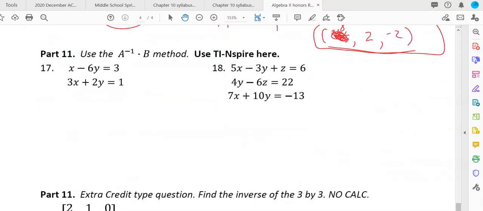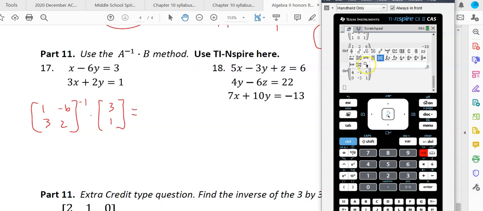Phew, got that one. This one's largely done in the calculator. Again, I just want you to set it up so I know you know the method. So the A would be 1, -6, 3, and 2. The inverse means that's the inverse of A, times the coefficient matrix, which is 3, 1. And the answer should be our answer here.